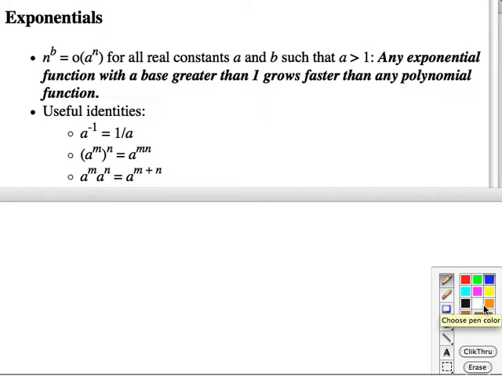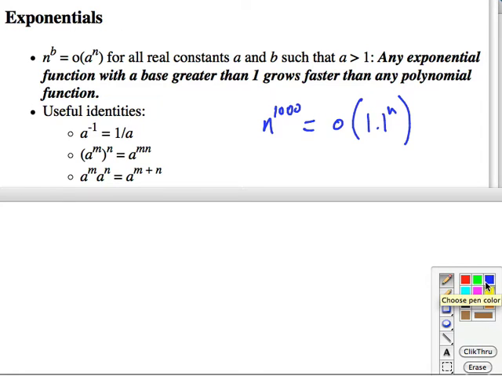Next, quite often we deal with exponentials. First of all, in relation to what we just talked about, n to the b is a polynomial, but a to the n will always grow faster. This is little o, so that means that n to the b eventually will be overwhelmed by a to the n for any real constants a and b, where a is greater than 1. So any exponential function with a base greater than 1 grows faster than any polynomial function. So you can have n to the 100 or to the 1000, whatever, but this is still going to have a slower growth rate eventually. In other words, it's going to be little o of 1.1 to the n. Will eventually grow much faster.